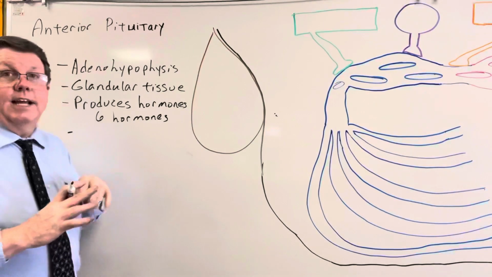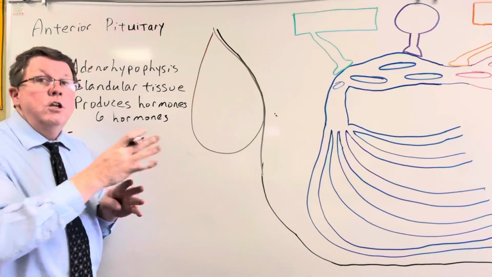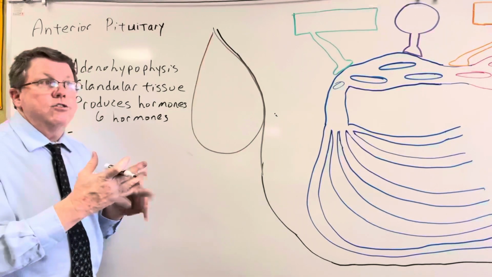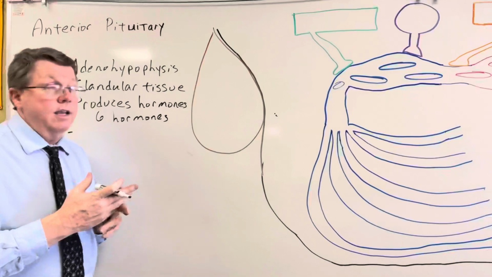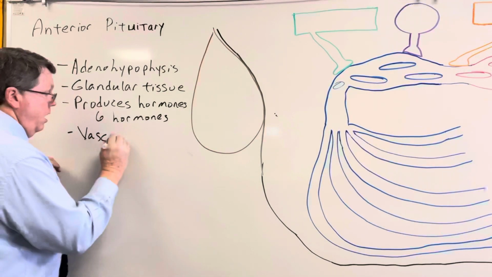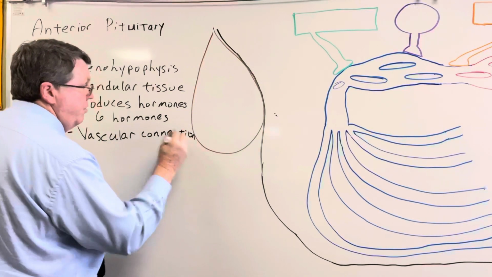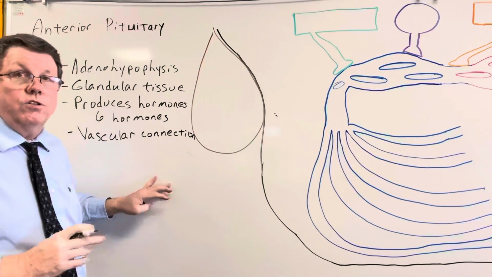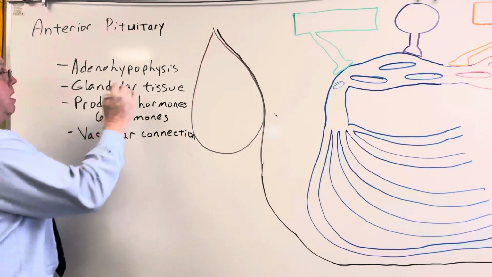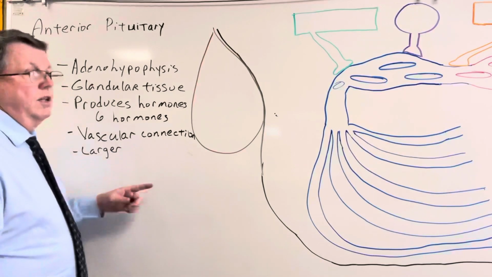The other thing we said is that the posterior pituitary communicates with the hypothalamus through a tract. A tract is a bundle of nerves or nerve axons, and in this case, it's called the hypothalamic hypophyseal tract. Well, this is going to have a vascular connection, and that vascular connection is going to be through something called the hypophyseal portal system, which we'll talk about in just a minute. So there's some differences right there. This is also going to be larger than the posterior pituitary. So let's go ahead and take a look.